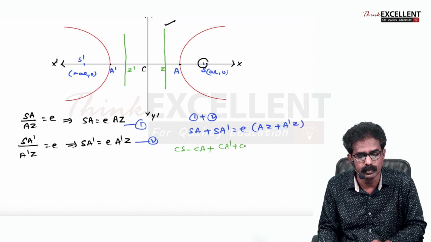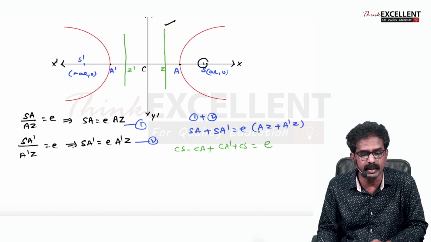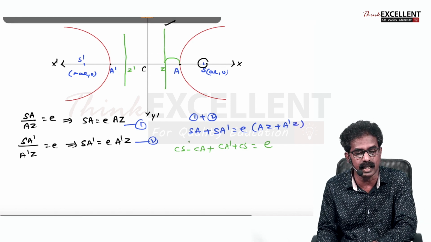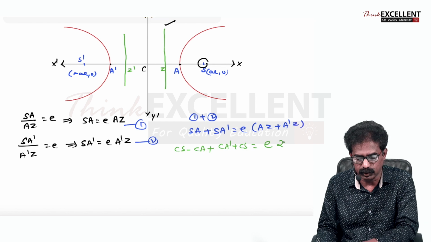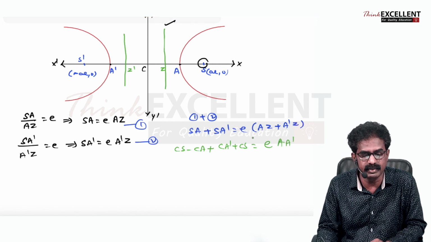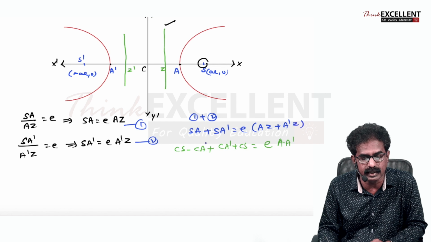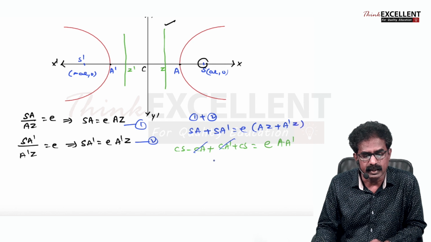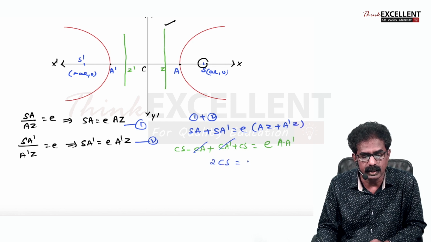Equal to E into, see the diagram, AZ is this portion, AZ plus A dash Z. So that means you are getting this full portion, that is A A dash, right? So that length is A A dash, and you know what A A dash is? 2A, right? That we will write in the next step. On the left side, you can cancel two terms, CA and CA dash. Both the lengths are equal, each equal to A, one is plus, one is minus, so cancel. CS plus CS, that is 2CS equal to E into A A dash, which is 2A, cancel 2 on both sides. So you are getting CS equal to AE. That is the reason the focus is AE comma 0.